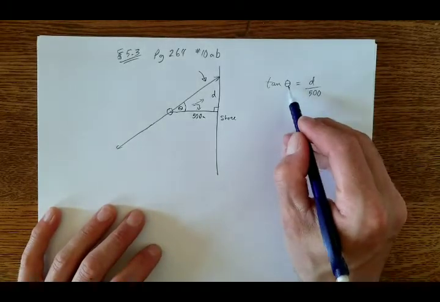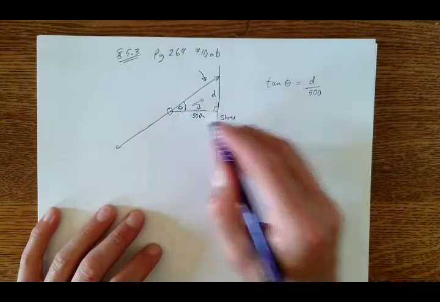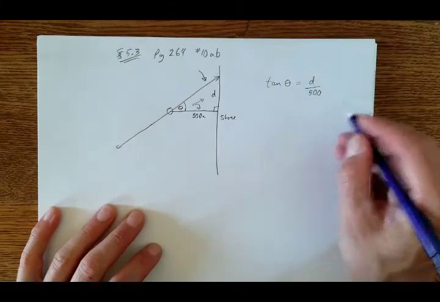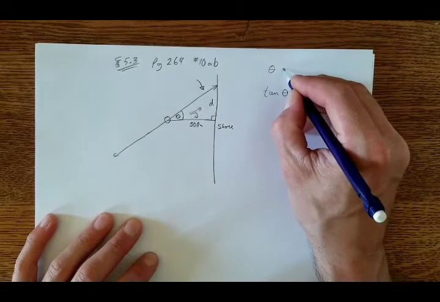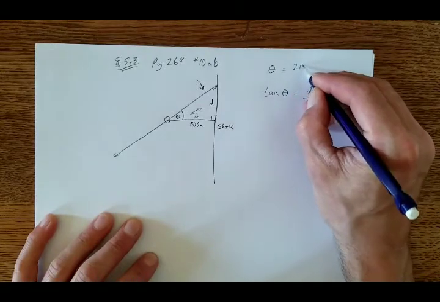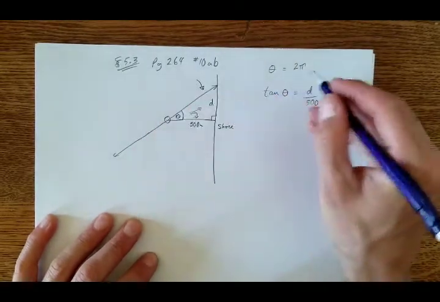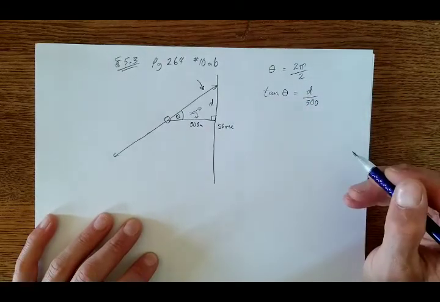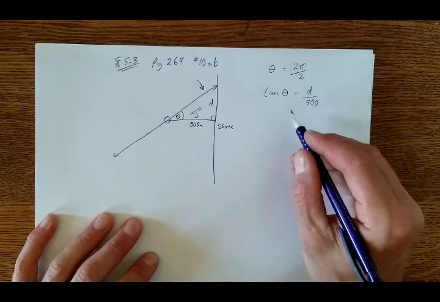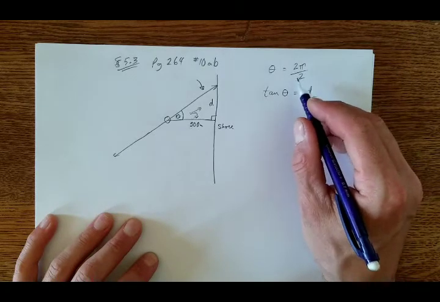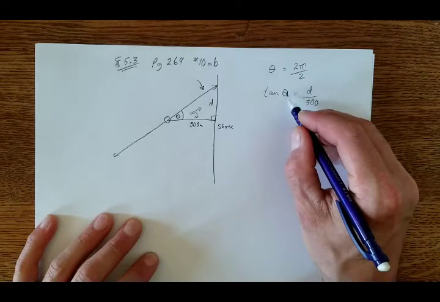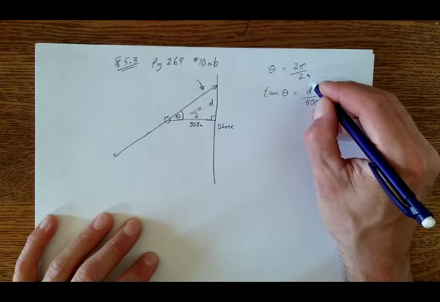Now this angle, just to talk a little bit more about theta, theta is going to equal 2 pi, it's going to do a full circle every 2 minutes. And therefore, I can put that as my angle in terms of time.